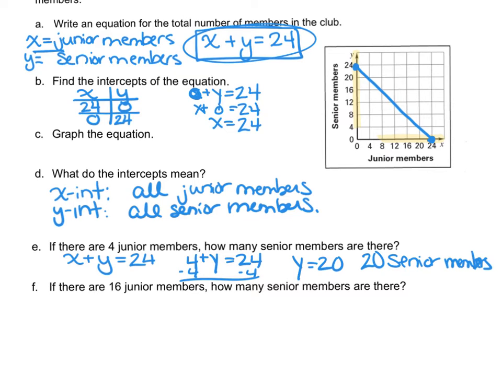Well, we could find it on our graph. We go over 16, up 8, or you could plug it right into our equation. There would be 16 plus y is equal to 24, and then y would be equal to 8. So if there's 16 junior members, there are going to be 8 senior members.